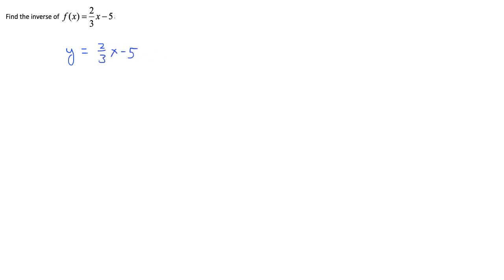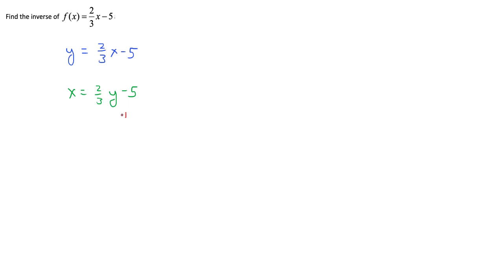The second step says every y becomes an x and every x becomes a y. So this y becomes an x, so x equals 2 over 3y minus 5. Now here's the most difficult step. We have to solve for y now. We have to get y by itself. So now we've got to do a little bit of algebra.